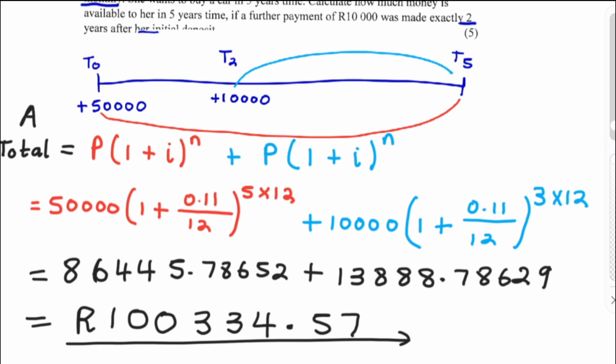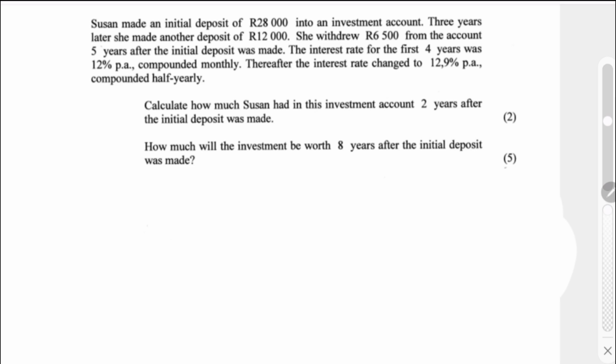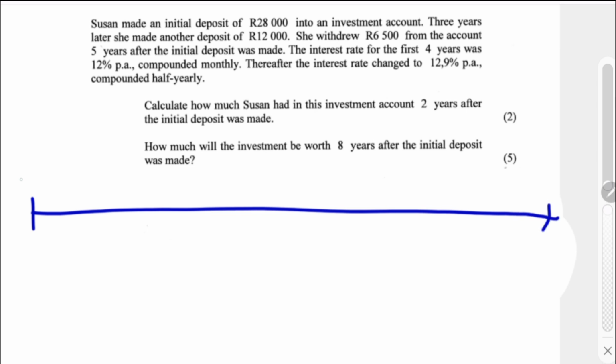So now let's do another similar example, but we will also have deposits and withdrawals as well. So here Susan made an initial deposit of 28,000 into an investment account. So let's do a timeline. So at T0, she's making a deposit of 28,000.